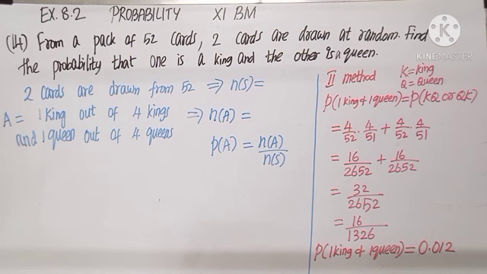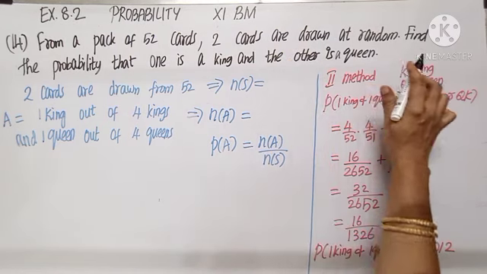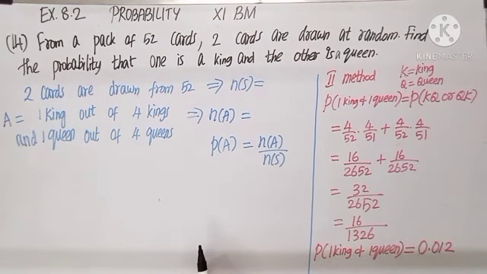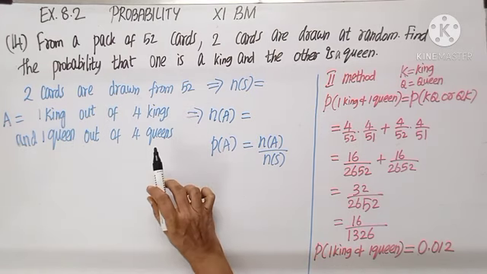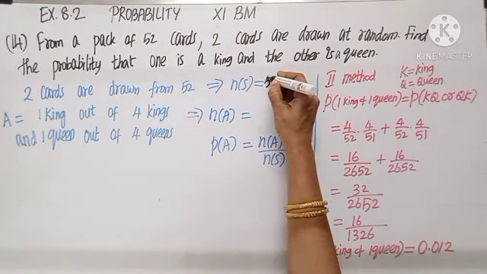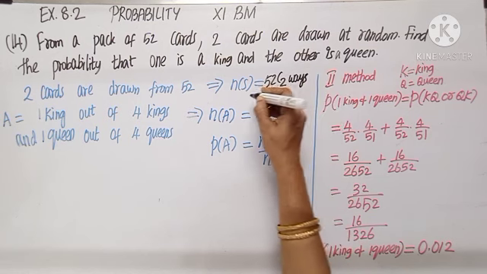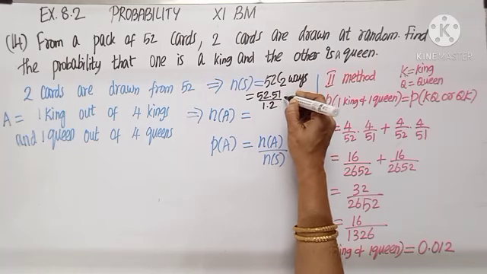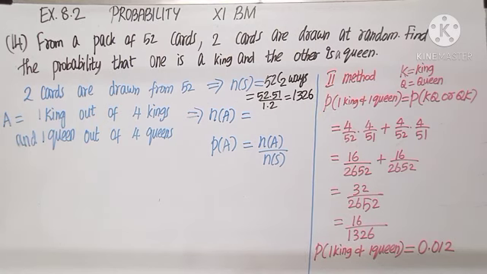Question number 14. From a pack of 52 cards, 2 cards are drawn at random. Find the probability that one is a king and the other is a queen. We know 2 cards are drawn from 52 in 52C2 ways. Using combination idea, it is 52 into 51 by 1 into 2. That is 1,326.